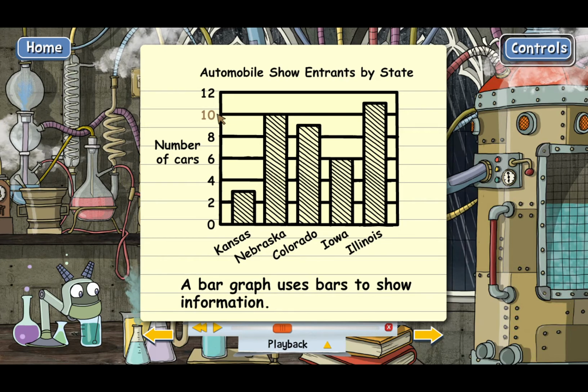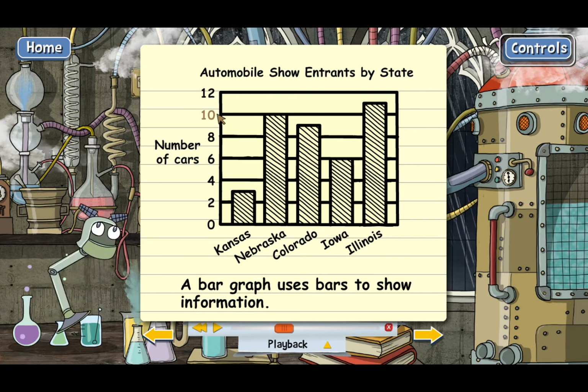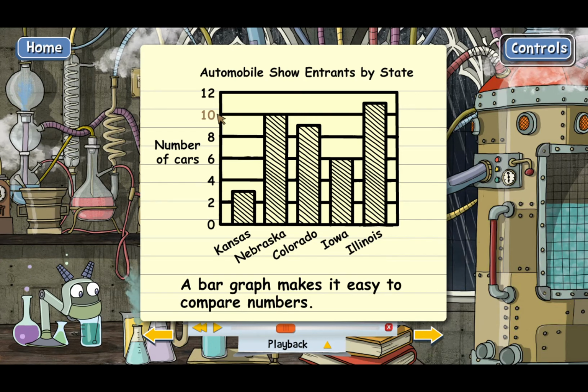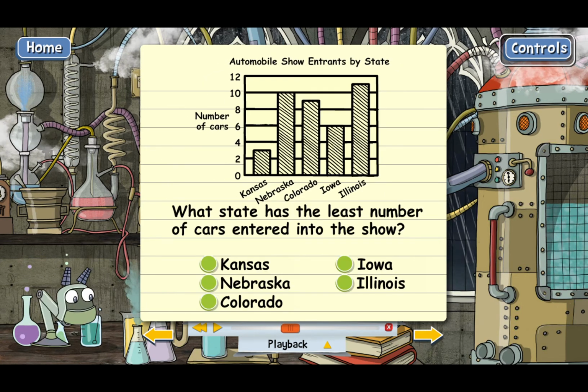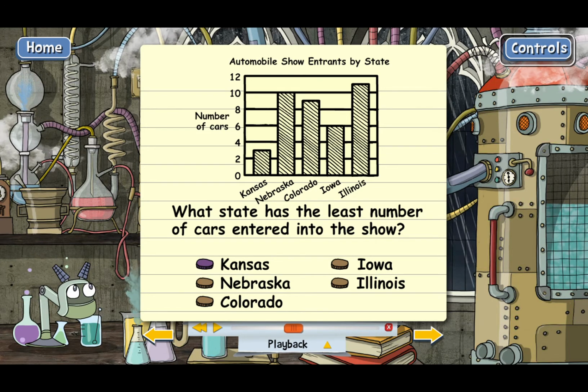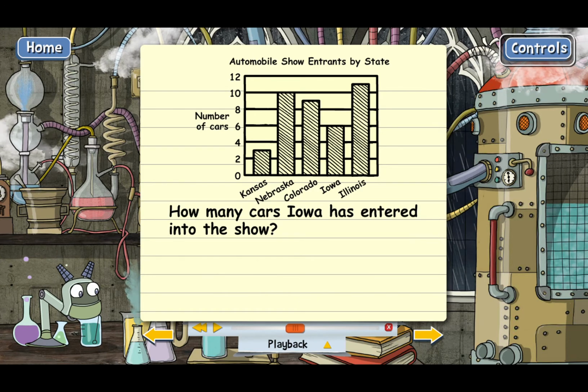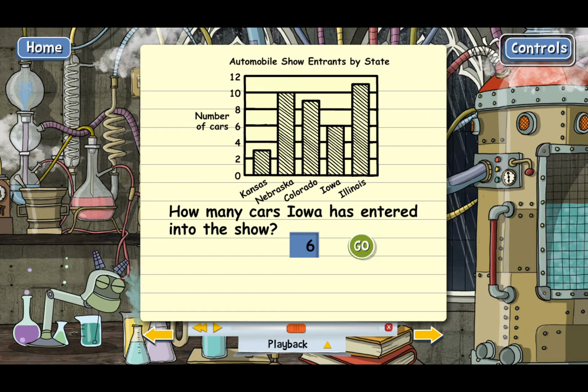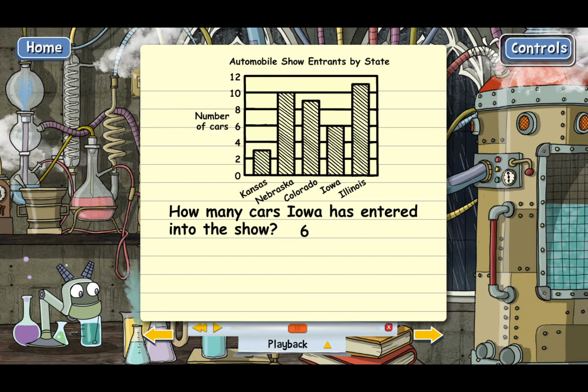The nice thing about a bar graph is that you can compare different numbers really easily. It's easy to tell that Illinois has the most number of cars entered in the show because the Illinois bar is the tallest. What state has the least number of cars entered into the show? That's right. Kansas has the least because its bar is the shortest. Now why don't you tell me how many cars Iowa has entered into the show? Remember to look over to the left. Exactly right. That's how a bar graph works. You can compare different numbers by looking at how tall each bar is.